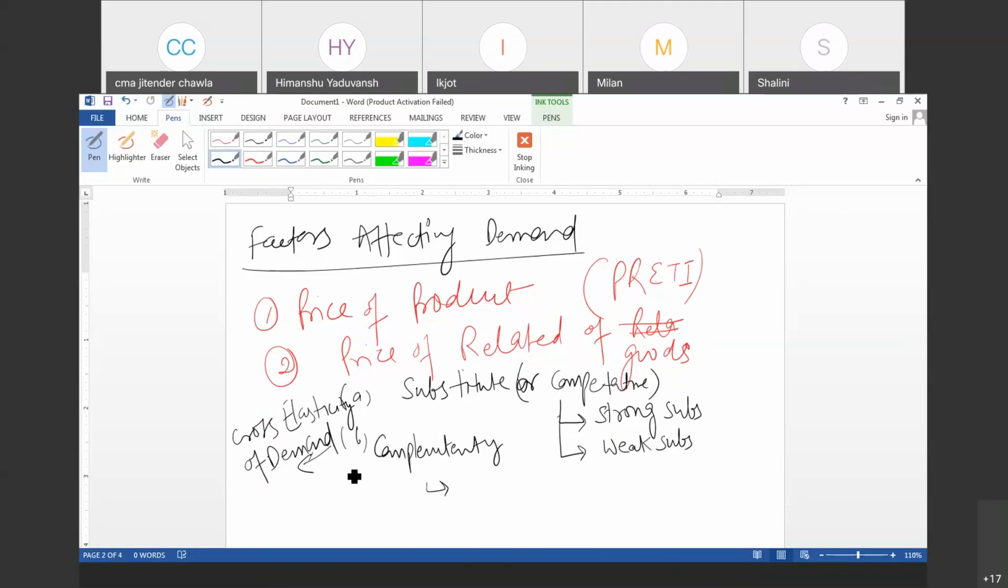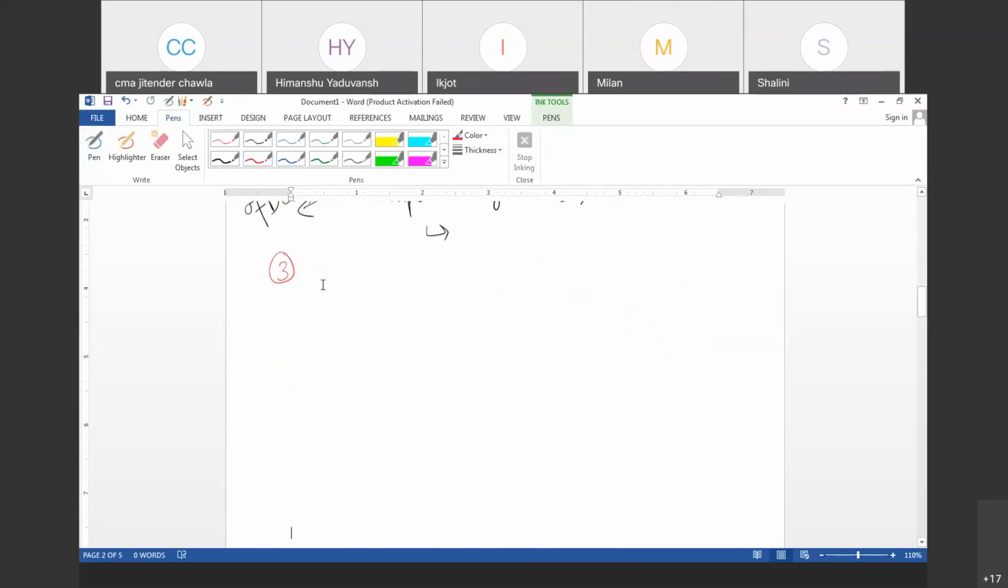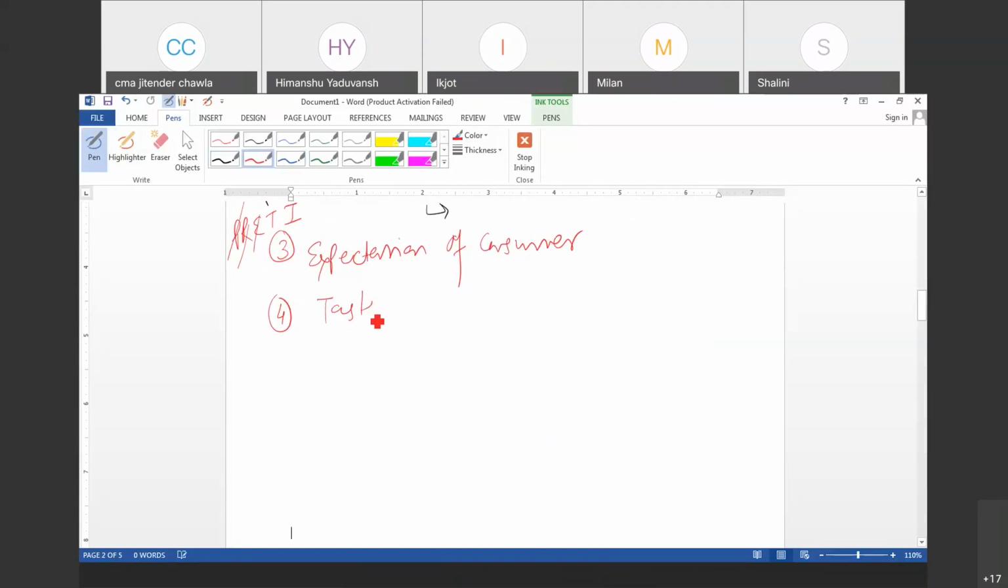Okay. Third factor, expectation of consumer. I'm talking about PRETI. I talk about PRE. Fourth one is taste and preference. And fifth one is income of consumer. These are the main five factors. You can write miscellaneous other factor like contingency.